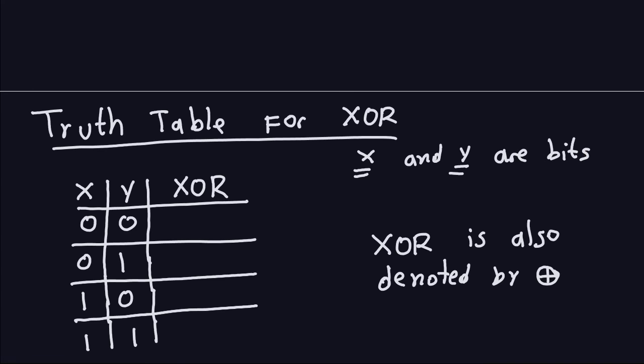So to fill out the table, X XOR Y: when X is 0 and Y is 0, the result is 0. For 0, 1, the result is 1. Then 1, 0 is 1. And 1, 1 is going to be 0. Okay.